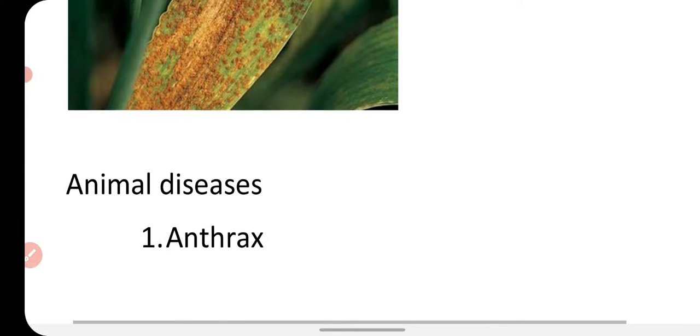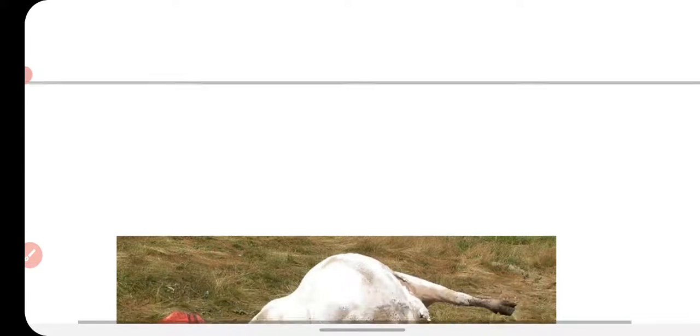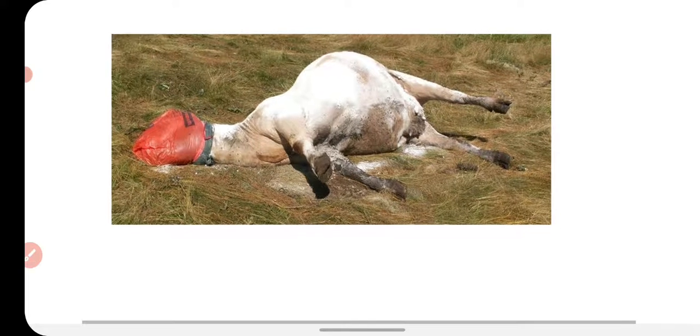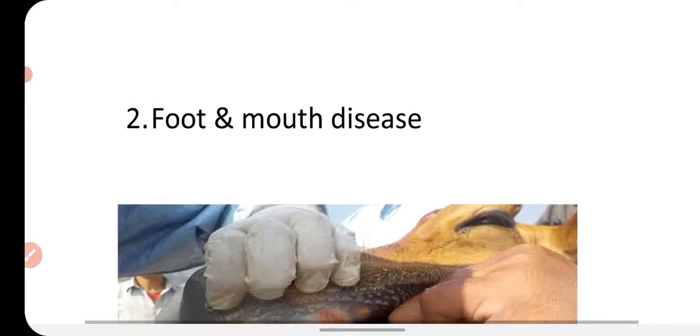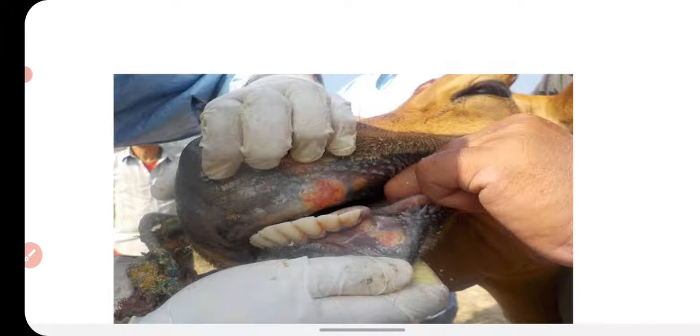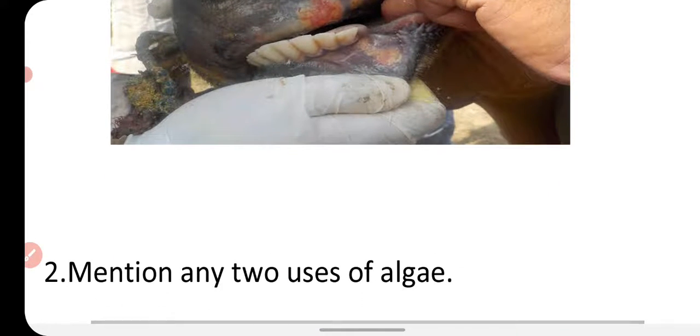In animal diseases, you can write anthrax, which occurs in cattle, and you can see this cattle is suffering from anthrax, and I think this animal died due to this disease. Second animal disease, you can write foot and mouth disease, caused by a virus. You can see the sores and blisters found on the mouth of animals.